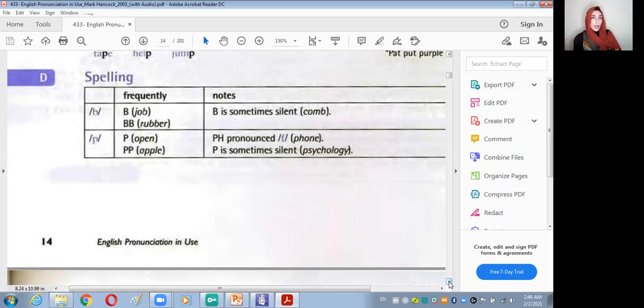As for the sound pa, the spelling is frequently only one P or double P, one P like open, double P like apple, but it is sometimes pronounced differently, like when it comes with the H letter in phone, elephant, pharmacy. So the digraph P plus H is pronounced as fa sound, okay? And also the pa sound is sometimes silent, especially when it comes at the beginning, before the S letter, like the words psychology and psychological and so on.